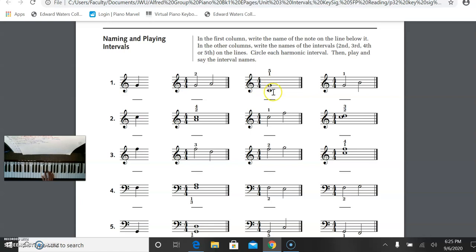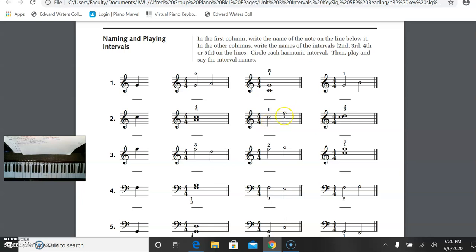Another way to think of it is you can count each individual line and space, but I don't recommend it because it takes you more time to figure it out. If you learn to visually recognize it quickly, that'll help you when you sight read music. So this is what a fifth looks like: you're skipping a line or a space to the next one. So take a moment, look at this interval here. We have a C to an F. What interval would that be?